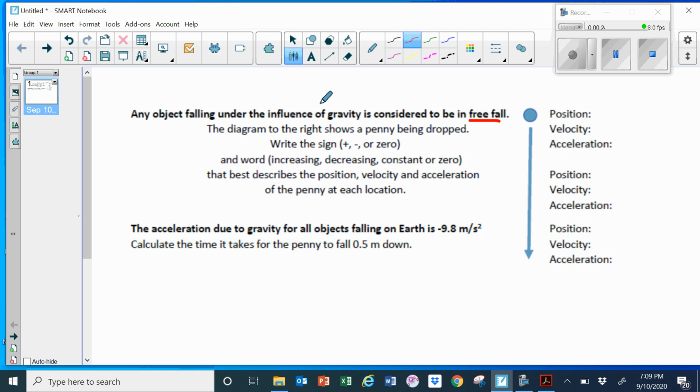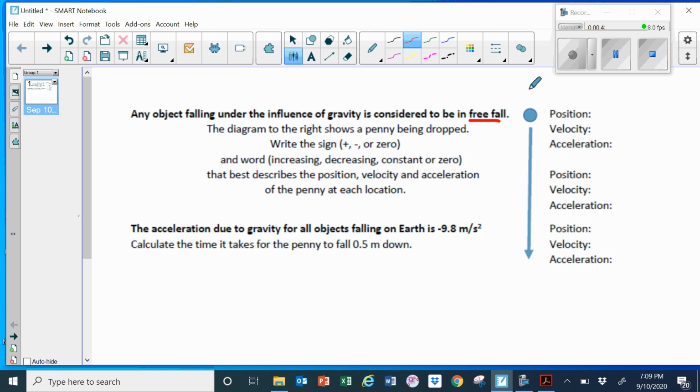Once you open your parachute, you're not in free fall anymore because you've got a parachute, which is slowing your descent. But before you do that, you're in what's called free fall. So any object that's falling under the influence of gravity is considered to be in free fall. That's the only thing that's influencing the object. There's no motor or anything else doing that, okay?